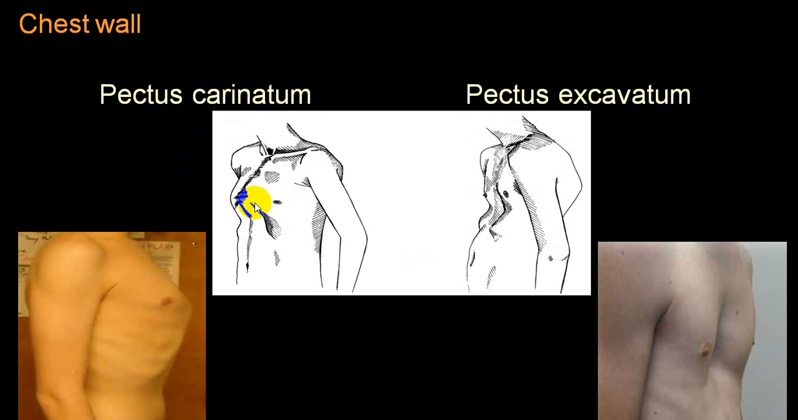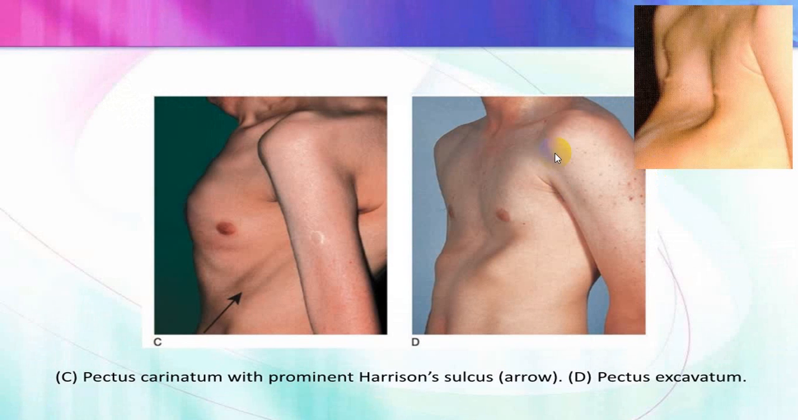So pectus carinatum, very clear. When it is inward curvature, then it is called excavatum. Again, it can be a congenital deformity. And this is pectus carinatum with prominent Harrison sulcus. You can see this. This will be characteristic in case of rickets. While inward is very frequently because of congenital deformities.